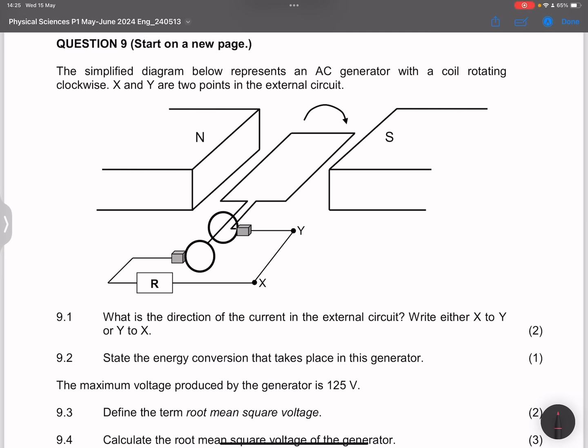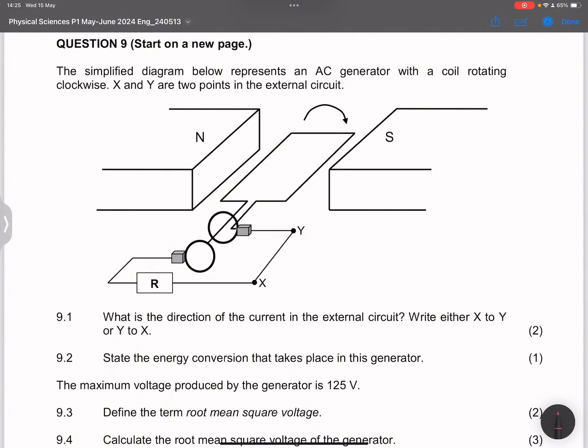And now we hop on to question number 9. They say the simplified diagram below represents an AC generator with a coil rotating clockwise. X and Y are 2 points in the external circuit. All right, and they say to us, what is the direction of the current in the external circuit? Write either X to Y or Y to X.